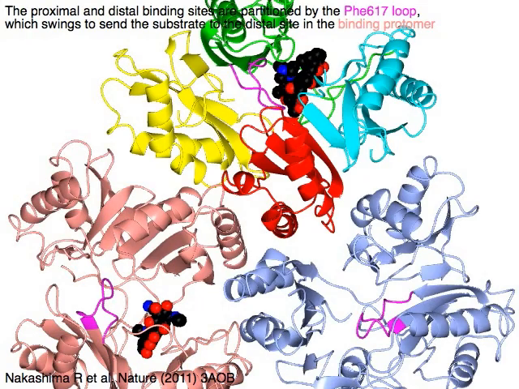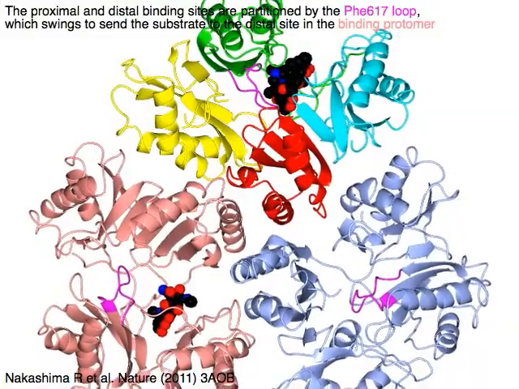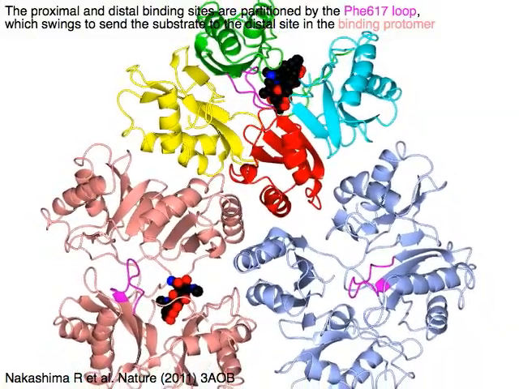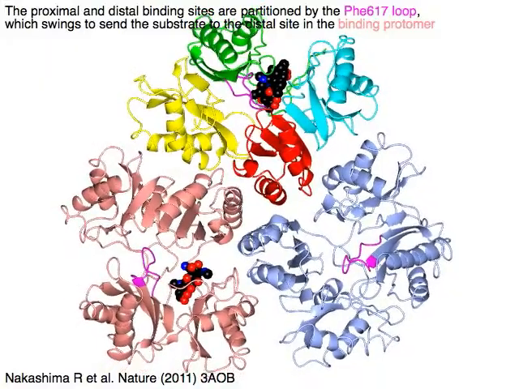The proximal and distal binding sites are partitioned by the Phe617 loop in magenta, which swings to send the substrate to the distal site as observed in the binding protomer in red.